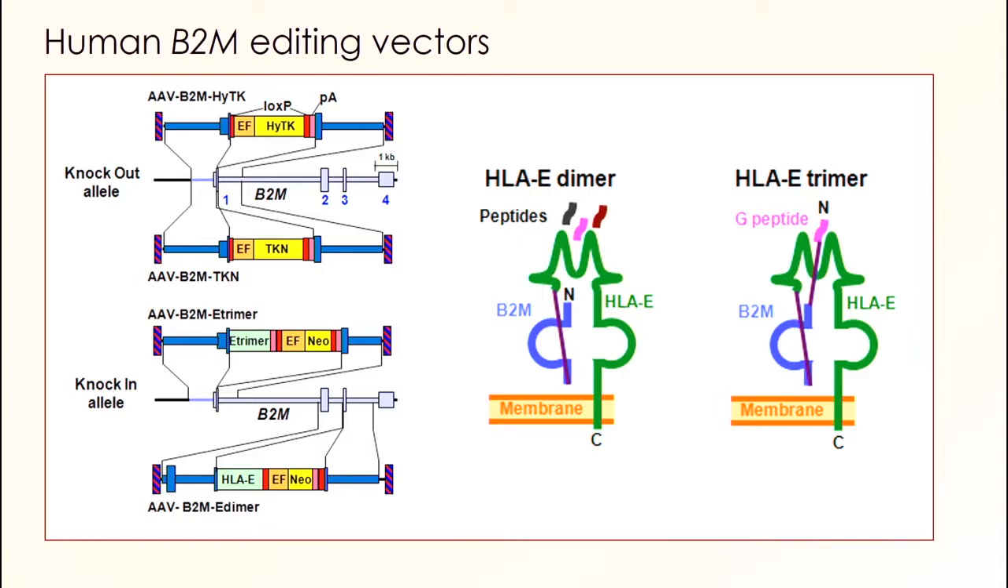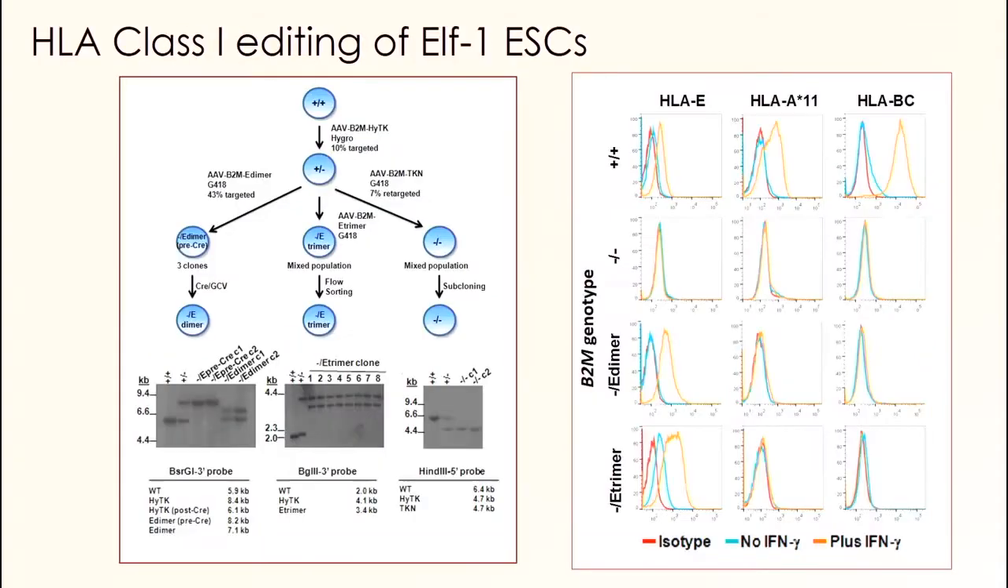And we also made a trimer, where you can actually have another covalently attached peptide and put in a specific peptide that you want to present. So we made that. In this case, it's the peptide from HLA-G, which is non-polymorphic, and we thought should work. So we had 4 different vectors that we made to try and engineer cell lines.